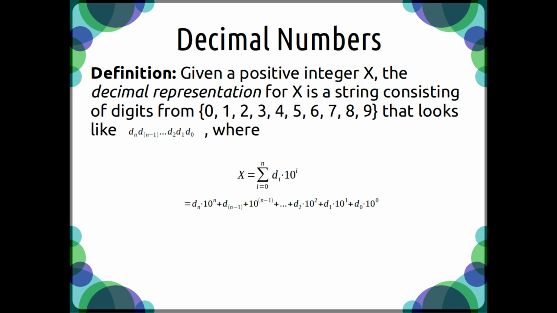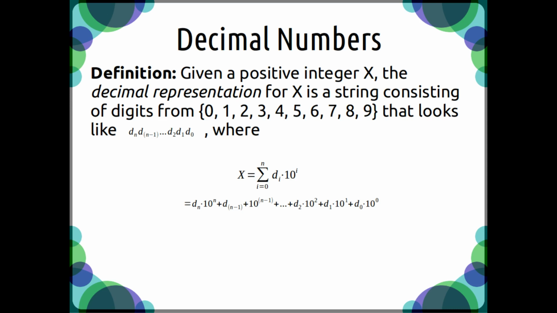So given a positive integer x, the decimal representation for x is a string consisting of digits between 0 and 9. That looks like d sub n minus 1, such and such, until d sub 2, d sub 1, d sub 0. So d sub 0 is the ones place, d sub 1 is the tens place, d sub 2 is the hundreds place, and we can see that by thinking about 10 to some power.